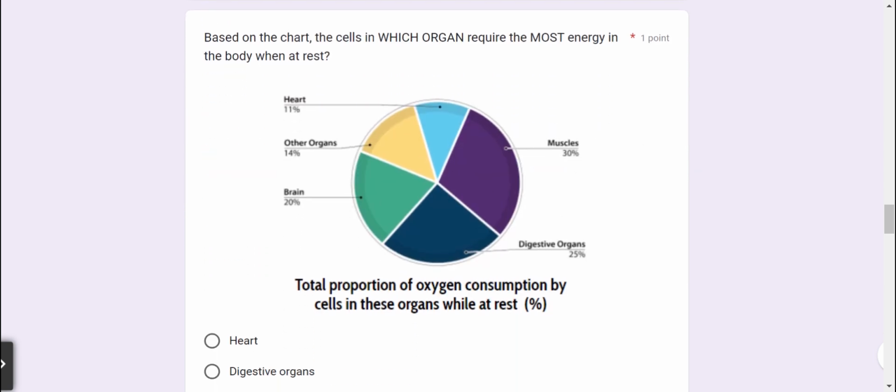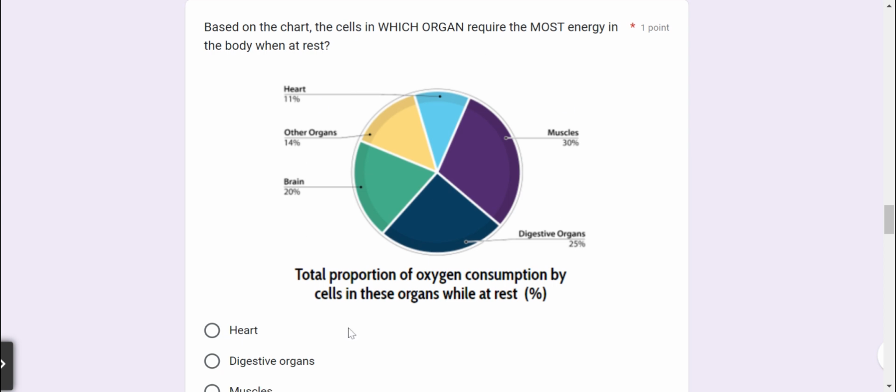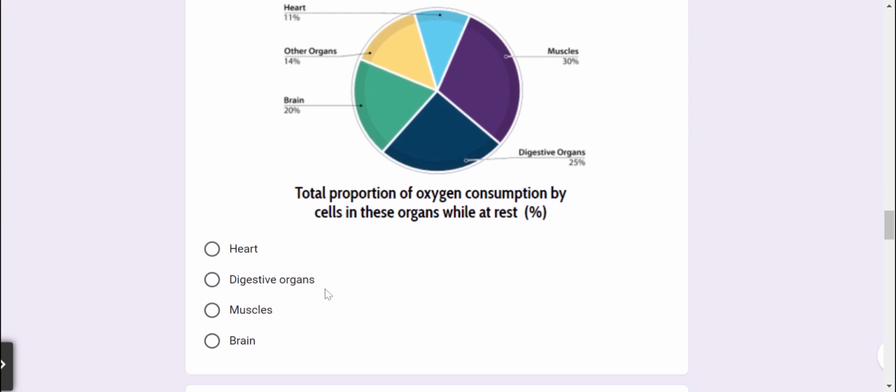Based on the chart, the cells in which organ require the most energy in the body when at rest? So which one of these, which organ requires the most energy when the body is at rest? So this is the total proportion of oxygen consumed by cells in these organs while at rest. So all of these organs are at rest. Which one requires the most energy? Heart, digestive organs, muscles, brain.